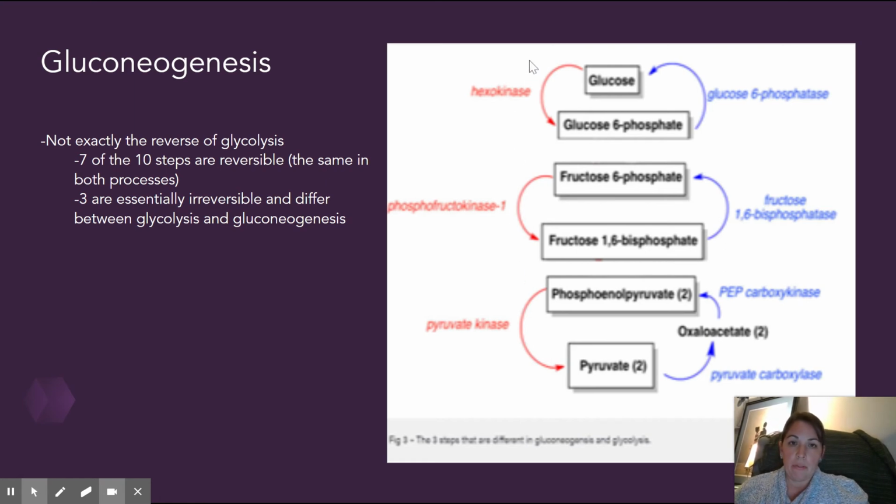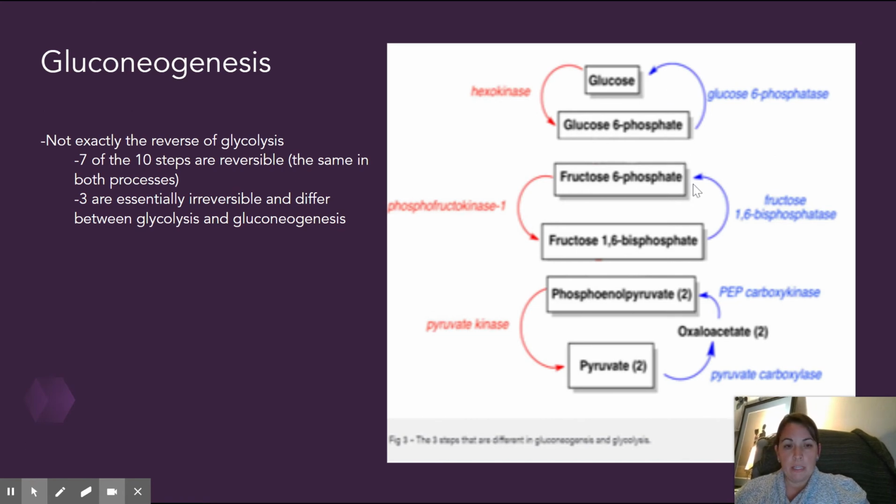Let me first point out that this pathway right here in red is the glycolysis pathway, and then here we have gluconeogenesis. So what's highlighted here are the enzymes used in the different reactions between gluconeogenesis and glycolysis. Here you'll see that we are moving this direction and breaking down glucose into pyruvate. And in gluconeogenesis, we're taking pyruvate and working backwards to make glucose.